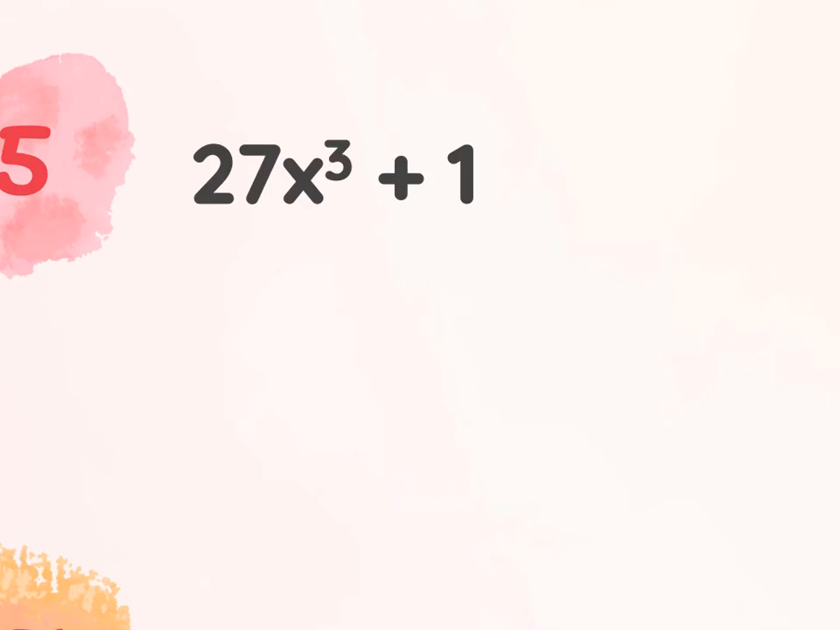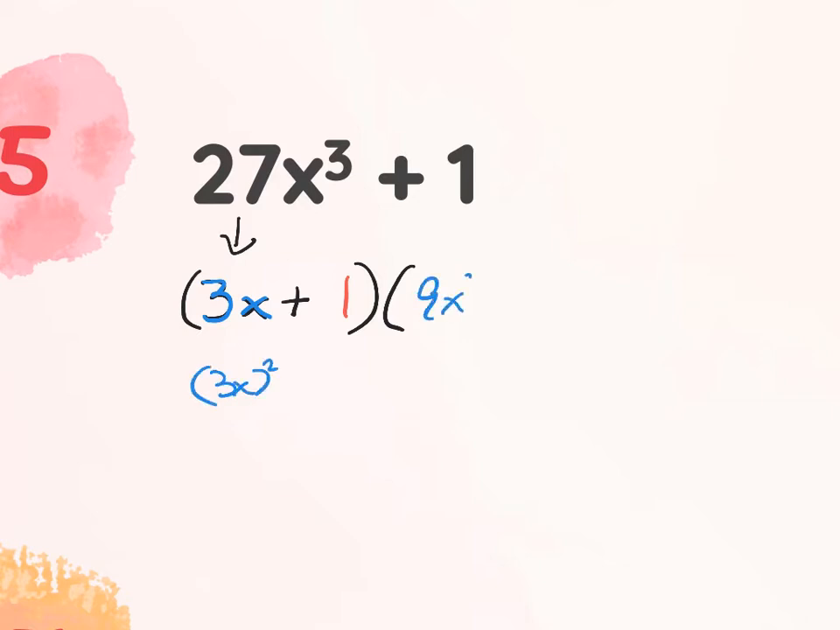Again, look for a GCF first. There isn't one. 27 is a perfect cube, and so is 1. So here, cube root it. It becomes a 3x. And let me change the color. Same sign. Cube root of 1 is 1. In the next parentheses, I square the 3x. So this becomes 9x squared.